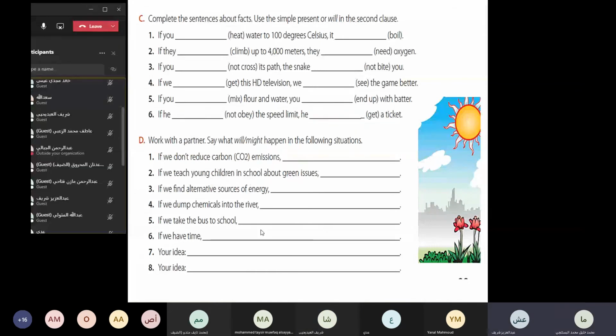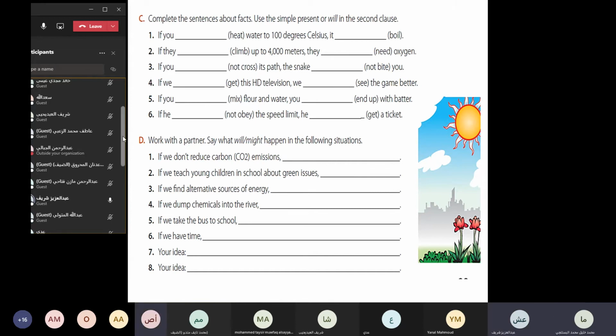Now, let's complete the sentences together. We will use the simple present or will in the second clause according to the sentence itself. If it talks about if the result will be fact or true, we use simple present. But if we are not sure, we use will. Who can try with the first one?